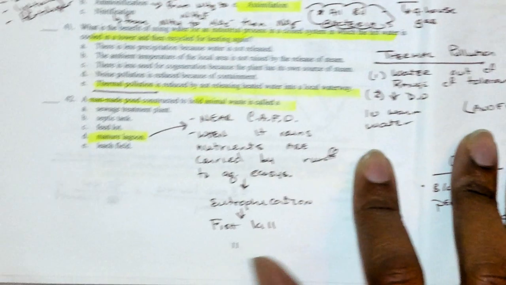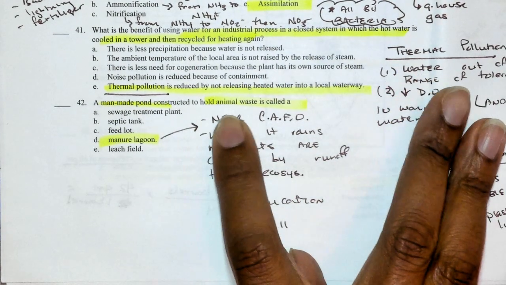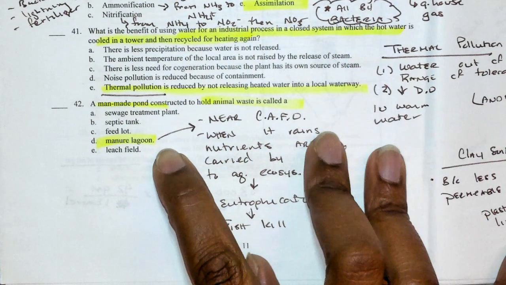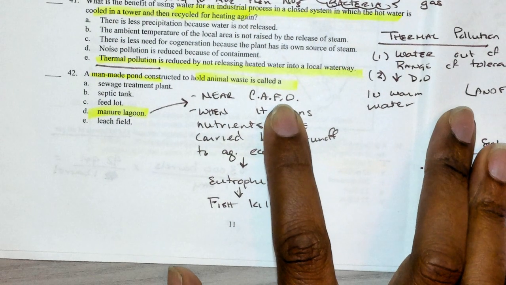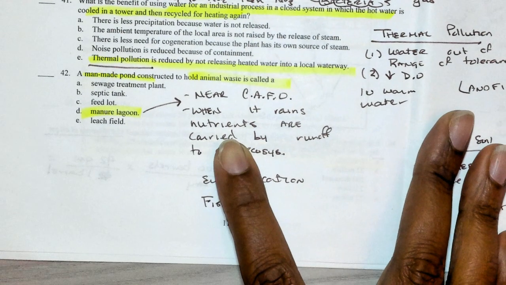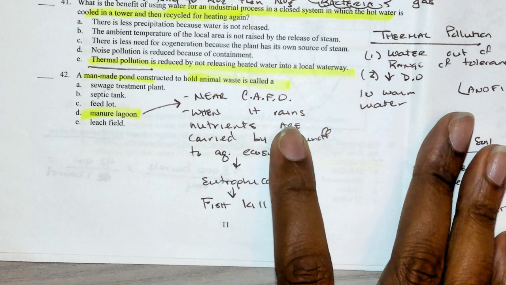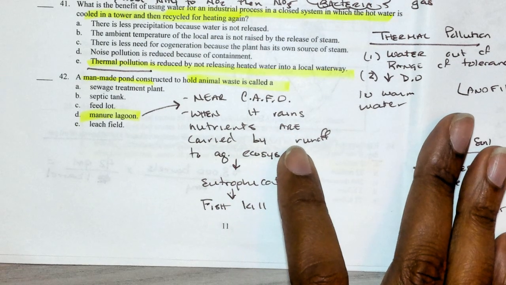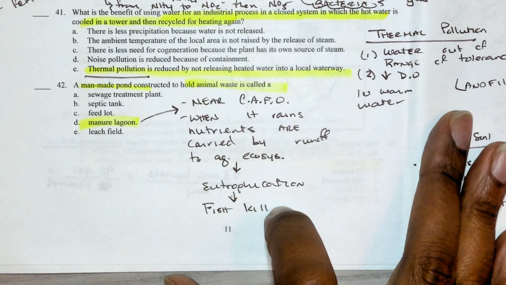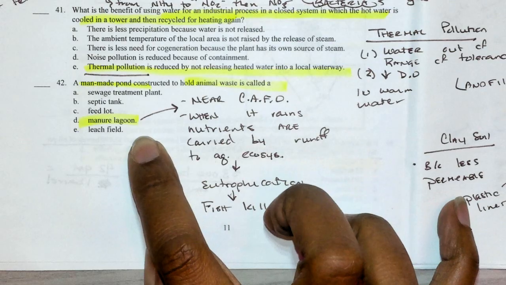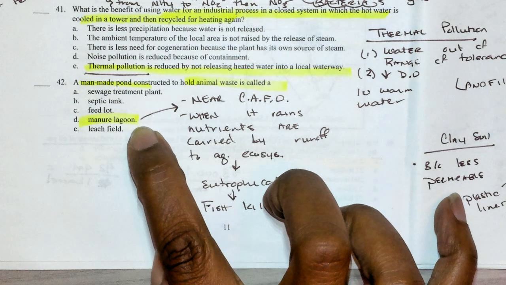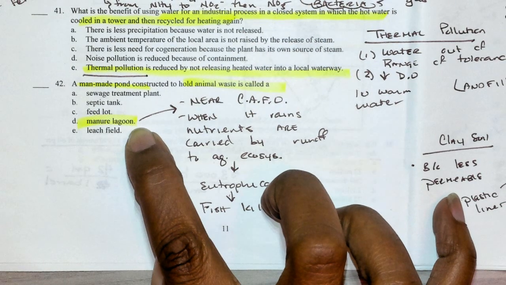Okay? Next one. A man-made pond constructed to hold animal waste. What is that? It's called a manure lagoon. It's often near a concentrated animal feeding operation, a CAFO, or a feedlot. When it rains, sadly, some of those extra nutrients may be carried by runoff to an aquatic ecosystem. That could lead to eutrophication and a fish kill. Now, what could we do before it rains? We could drain this manure lagoon and use that water as fertilizer, okay? But sometimes that doesn't happen.